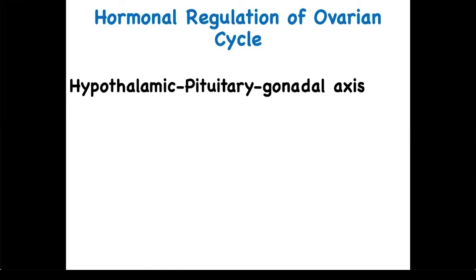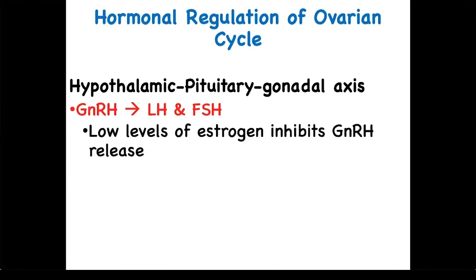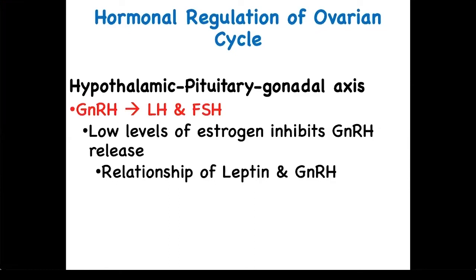Let's go through the hormonal regulation of the ovarian cycle one more time. Recall that it involves the hypothalamic pituitary gonadal axis. Gonadotropin-releasing hormone released by the hypothalamus at puberty will go to the anterior pituitary and cause the release of LH and FSH. Prior to puberty, low levels of estrogen will inhibit the release of gonadotropin-releasing hormone. At puberty, if levels of leptin are high enough in the plasma, the hypothalamus will become insensitive to the low levels of estrogen and release gonadotropin-releasing hormone. Be sure that you understand the relationship between leptin and the release of gonadotropin-releasing hormone.